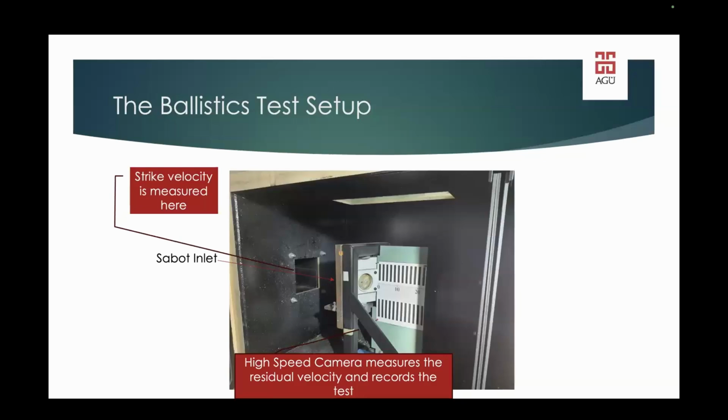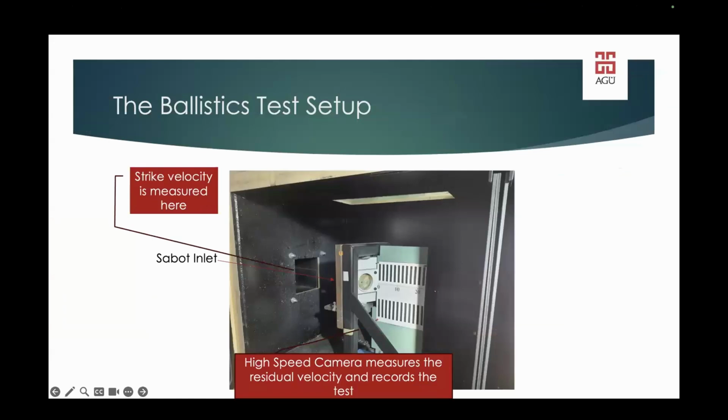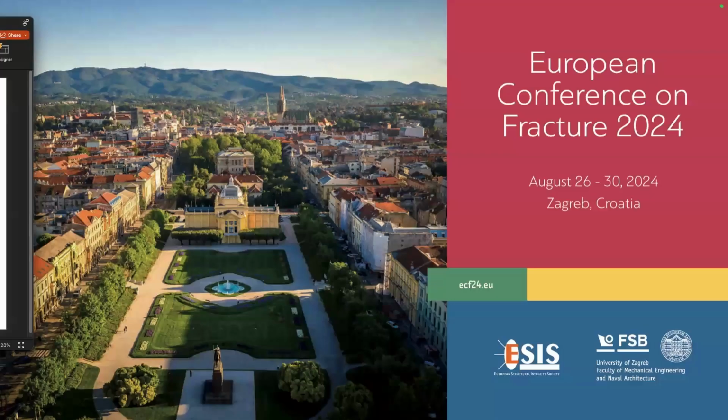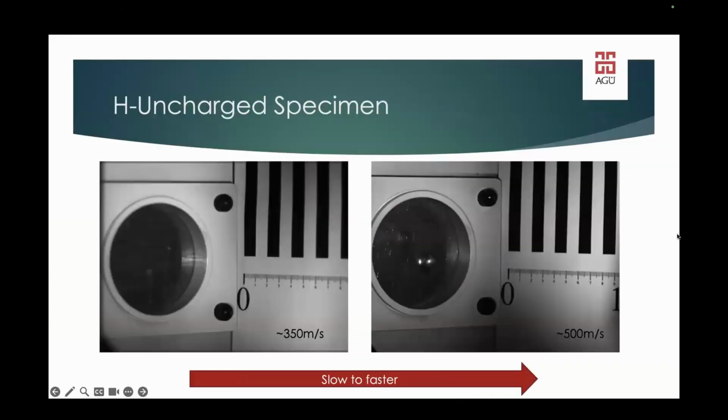We can place specimens, send the gun, and measure the outlet velocity. We have a sabot and a specimen. So we have two specimens. One is hydrogen charged, one is hydrogen uncharged. And we have different ballistic velocities.